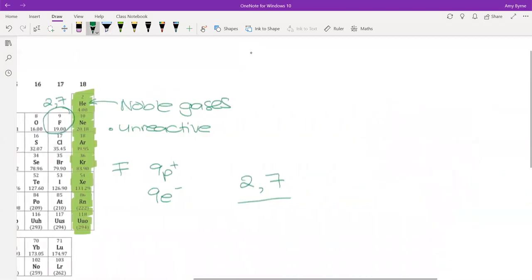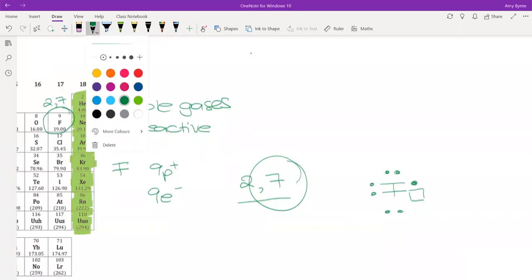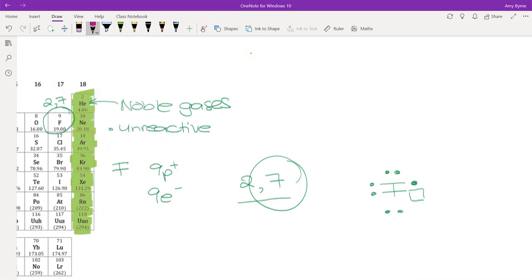So fluorine, let's look at just the outer shell of fluorine. So that's 7 electrons. So it has 1 spot on its outer shell that needs to be filled. So fluorine is going to want to gain 1 electron and end up with a 1 negative charge.